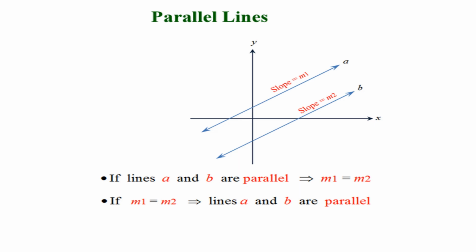And the slopes of the lines must be the same. So M1 equals M2. This is the condition for parallel lines. We should remember it.